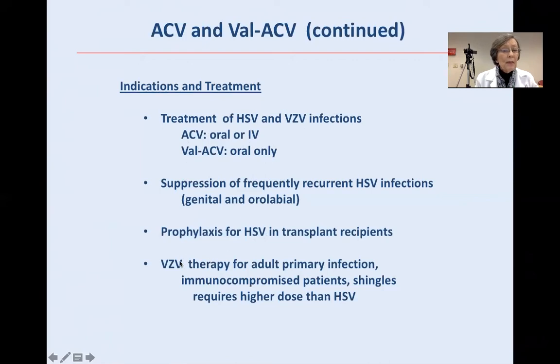And then for VZV, we can use it to treat adults with primary infection, which is chickenpox, and it's very serious in adults, or immunocompromised patients, or patients with shingles, which is the reactivation of VZV. So it turns out that VZV requires a higher dose for therapy than HSV.